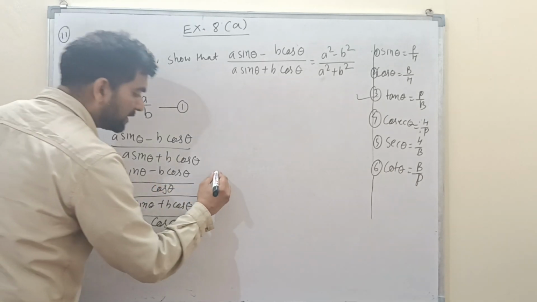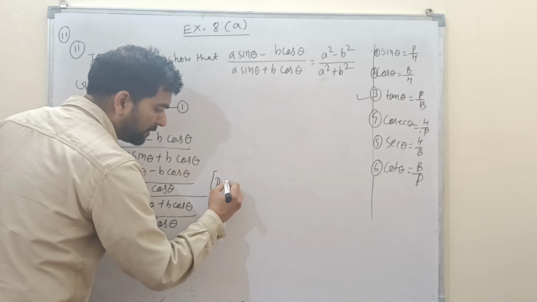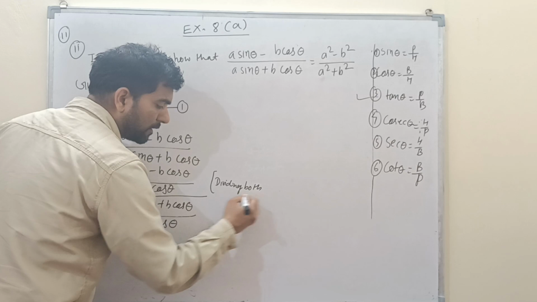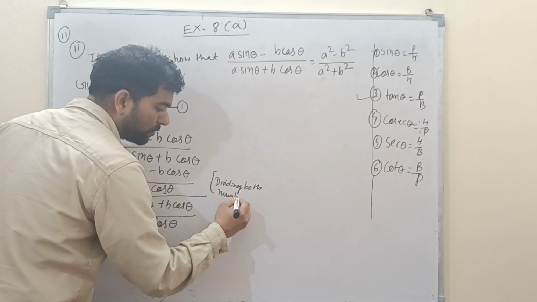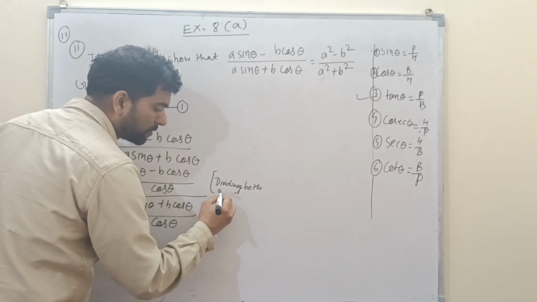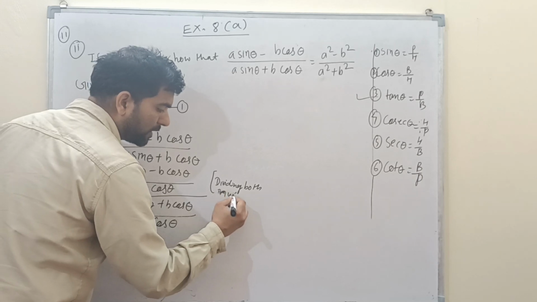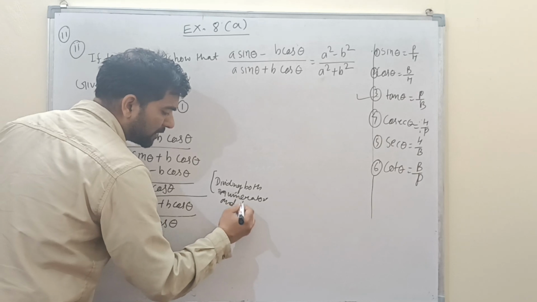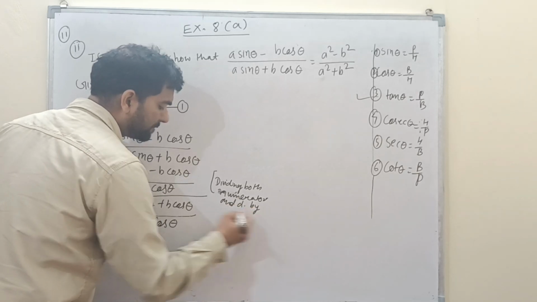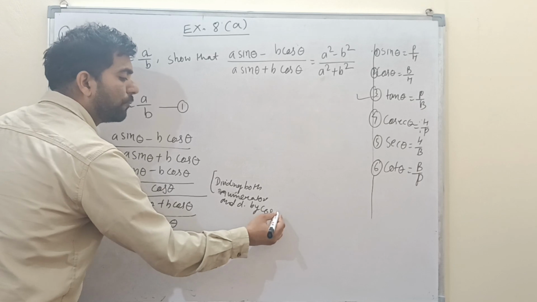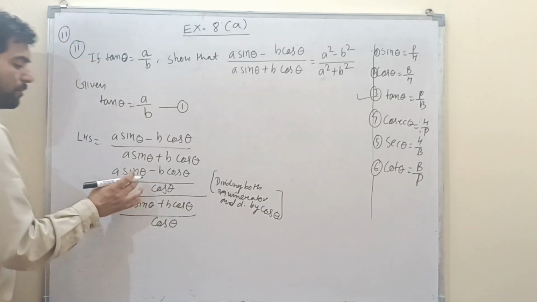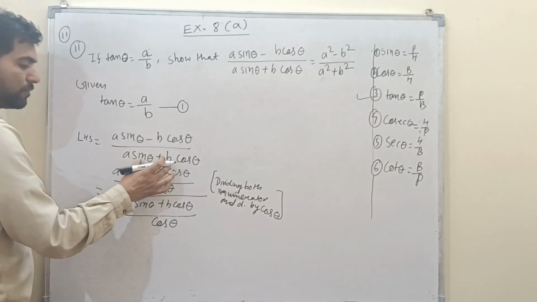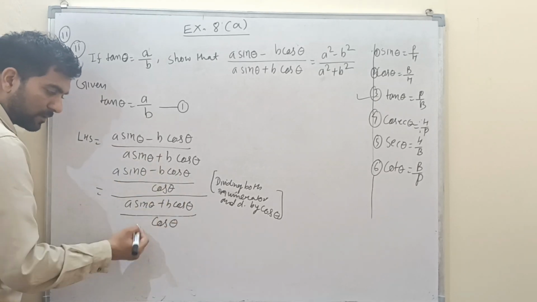What will we write here? We will write, dividing both numerator and denominator by cos theta. Okay, we have divided here, but here also this numerator we are writing and dividing by cos theta. The denominator also we are writing and dividing by cos theta.